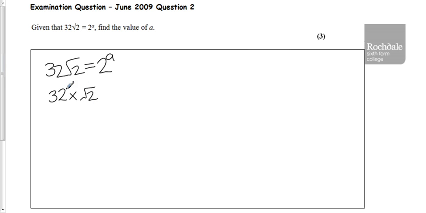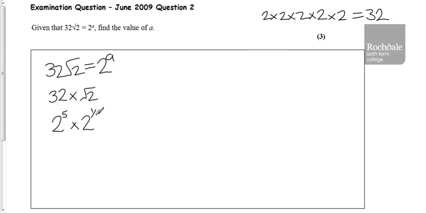Now 32 is a power of 2. 2 times 2 is 4, times another 2 is 8, times another 2 is 16, times another 2 is 32. So 32 is 2 to the power of 5. The square root of 2 can also be written as a power of 2. It's 2 to the power of a half.